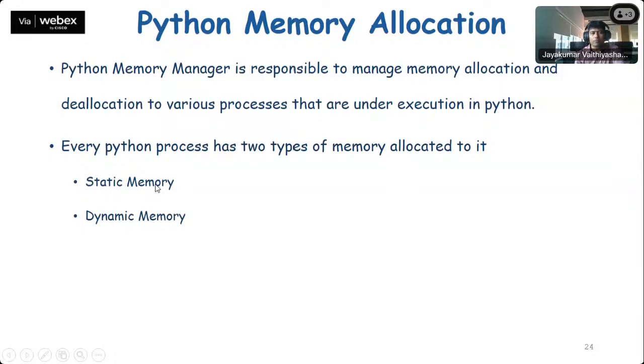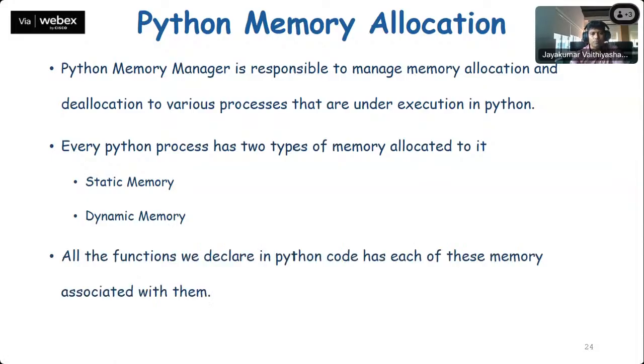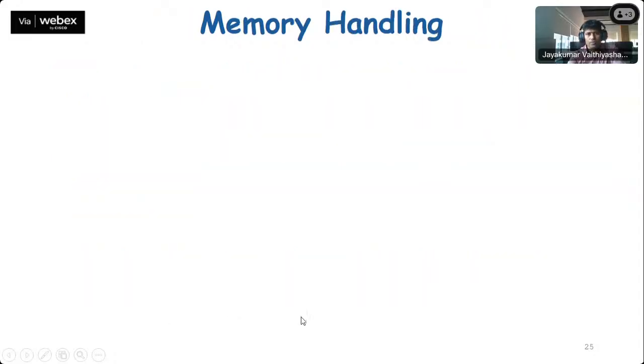Static memory is where all your input, all your process, everything is decided beforehand. Before running your program, everything is decided and settled. But with dynamic, during execution, you're about to give some input, you're about to do some process. So static is somewhat easy, dynamic is somewhat difficult, and you need to be very careful about dynamic memory allocation. All these functions we declare in Python code have memory associated with them. According to the type, you can choose.